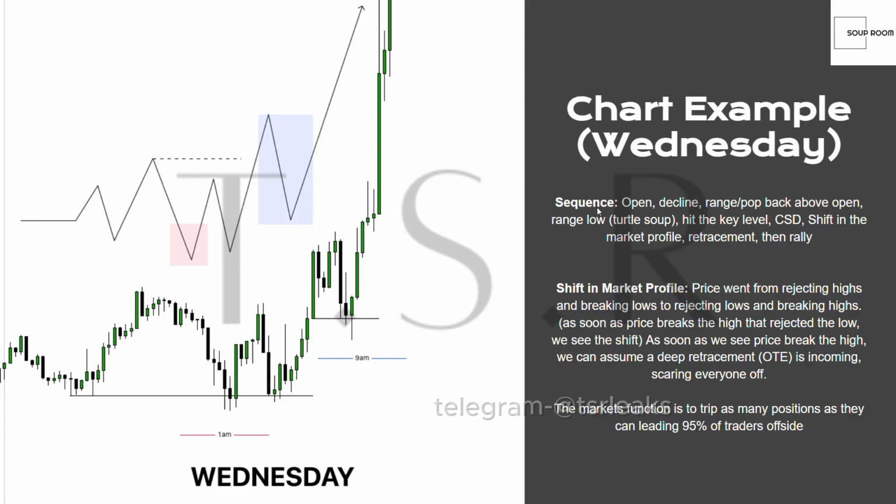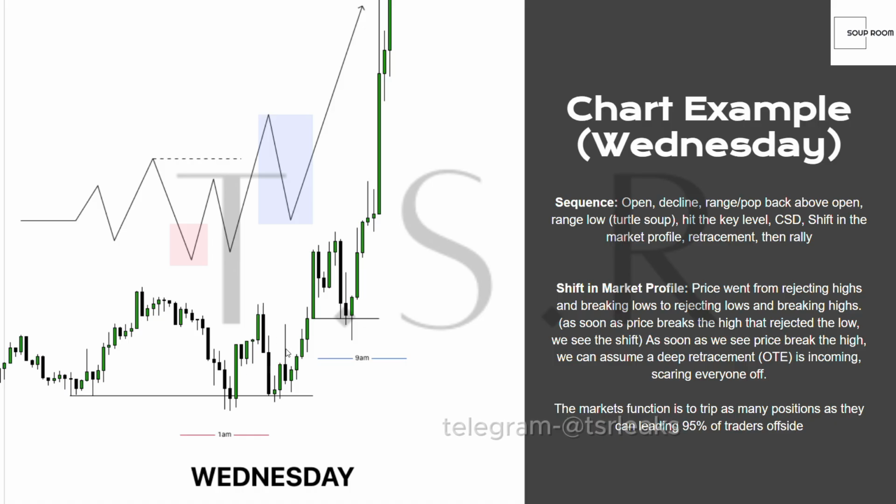Let me re-say this. Price will open, decline, range, or pop back up above the open. Then a range low will be created, a new range low, which is the turtle soup. This happens around 1 a.m., sometimes 3 a.m. Very important. Then a key level is hit right when the 15-minute range is swept. Change in state of delivery. Close above this candle. Change in state of delivery.